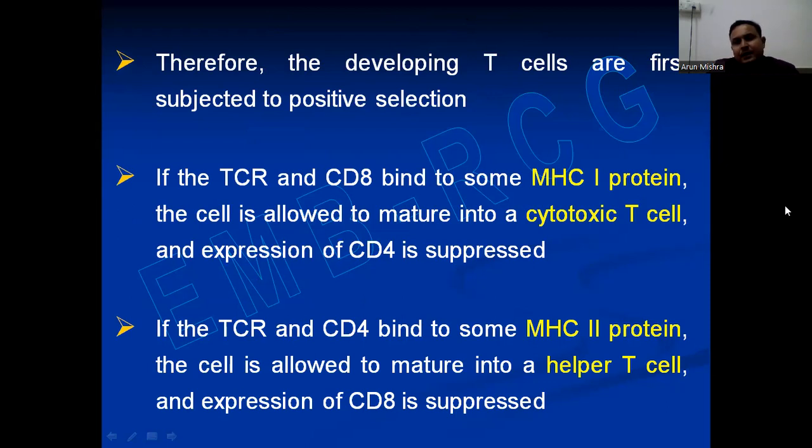Therefore, the developing T cells are first subjected to positive selection. If the TCR and CD4 bind to some MHC1 protein, the cell is allowed to mature into a cytotoxic T cell and expression of CD4 is suppressed. If the TCR and CD4 bind to some MHC2 protein, the cell is allowed to mature into a helper T cell and expression of CD8 is suppressed.